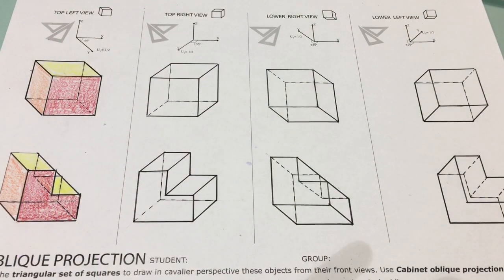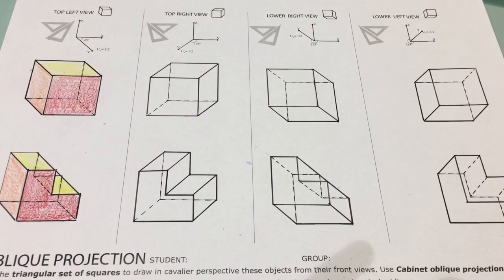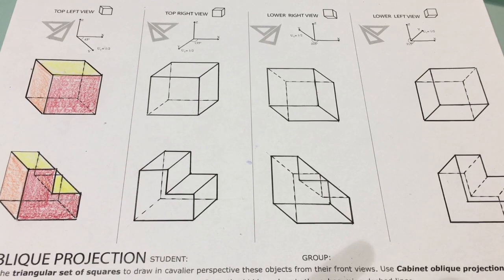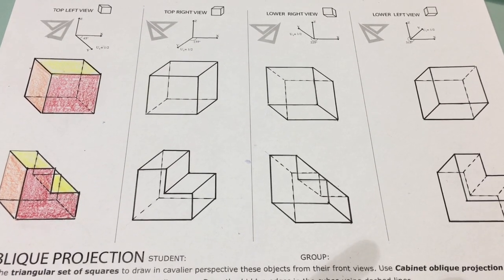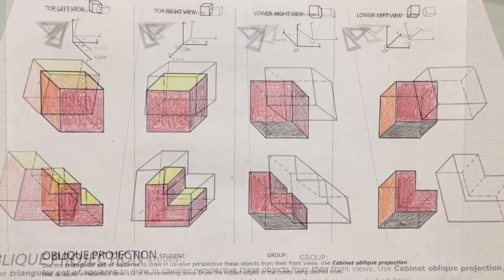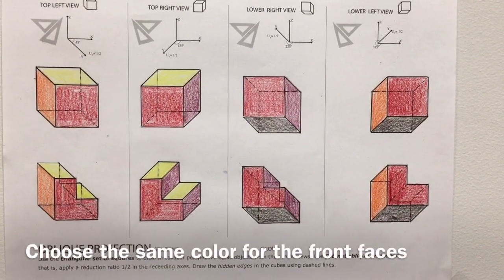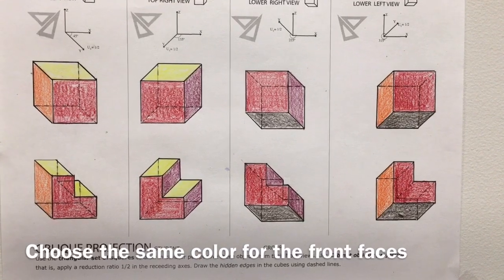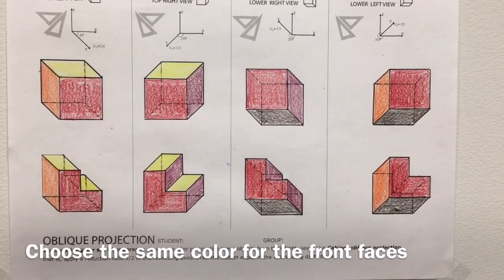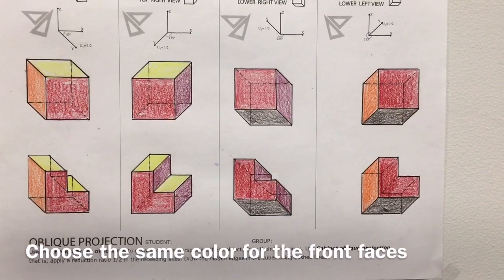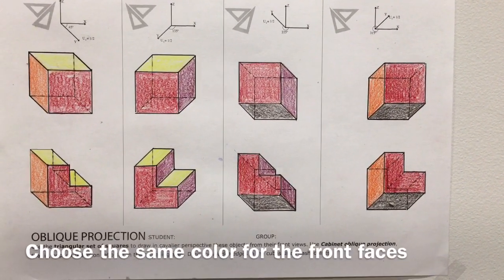Once you have all the shapes outlined, making difference between visible edges with solid lines and hidden edges with dashed lines, we're going to color the faces. This is the appearance of the final project. As you can see in the oblique projection, you always have a face of the object parallel to the viewer, and the front and the rear faces are always equal.